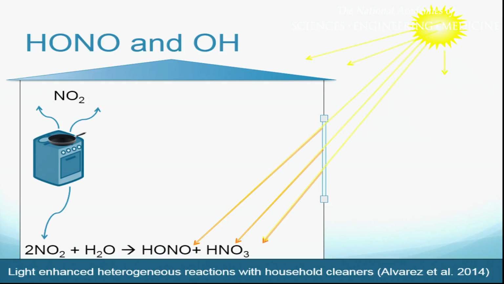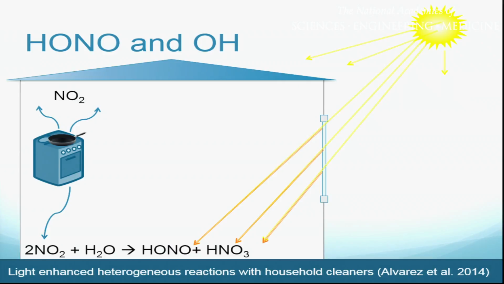Now, what Alvarez et al. showed was that the sunlight that can come in, the visible light that can come in through a window can enhance the rate of this reaction, especially on certain organic surfaces like cleaners. If you have a surface that's coated with a cleaner, it can enhance this rate so you have a lot more nitrous acid produced.